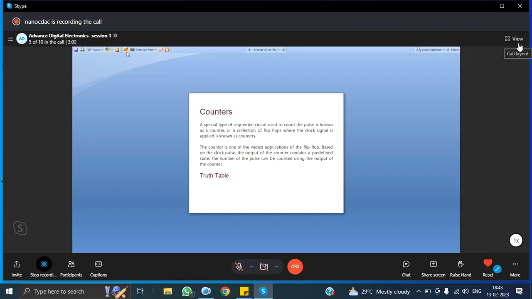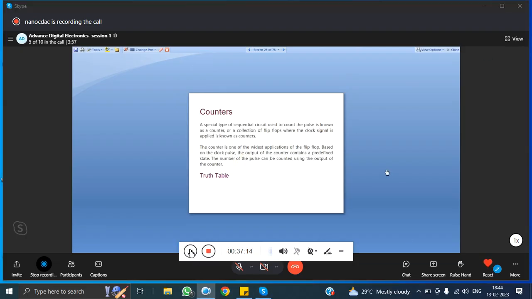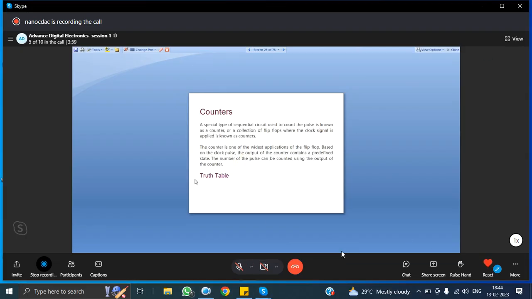So next one is counters. Counters are used to count the clock pulses, which is very important for digital electronics. Why? Because the performance is measured like how many clock cycles per second. So counters are very important. Shift registers are also very important. Use it to measure the clock pulses.